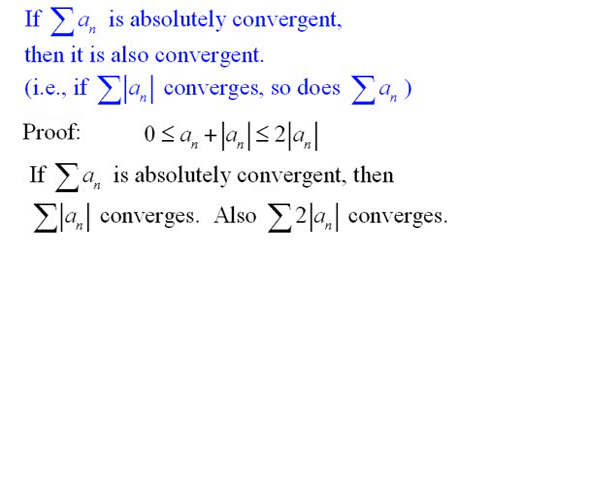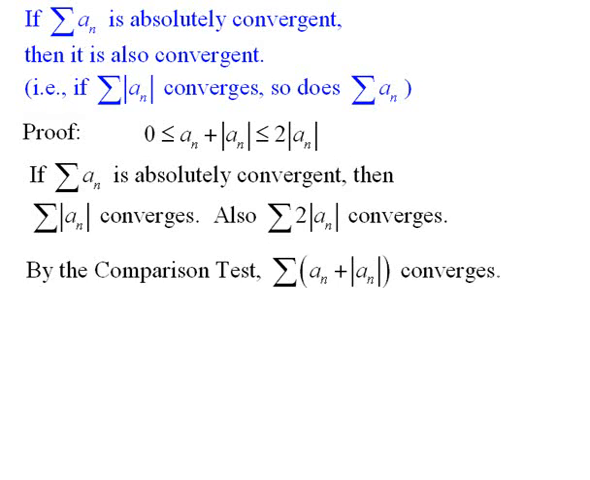By definition, if the series a sub n is absolutely convergent, then the sum of the absolute values converges. Then the sum of 2 times the absolute values also converges, because we're just multiplying by a constant. So I've shown that a series with larger terms converges. Thus, by the comparison test, the sum of a sub n plus the absolute value of a sub n converges.